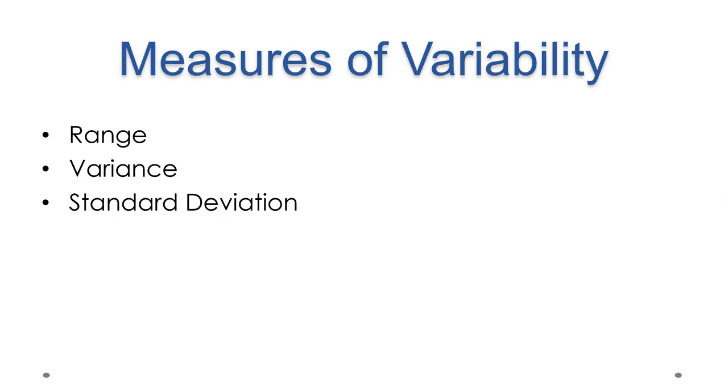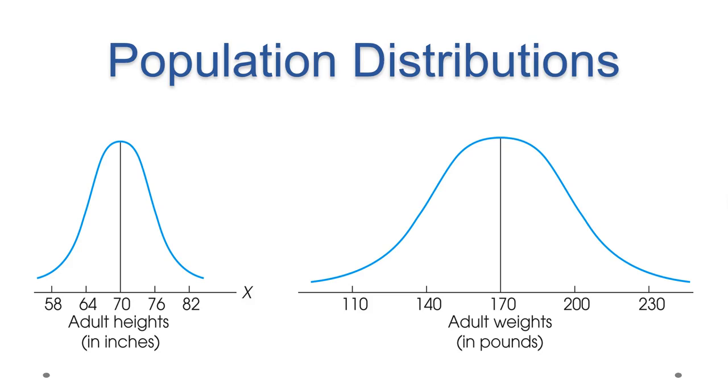Measures of central tendency, however, can be misleading by themselves because you could have two distributions of scores with the same mean, but one of the distribution's scores might be more clustered together than the other distribution's scores. So, we need measures of variability as well.